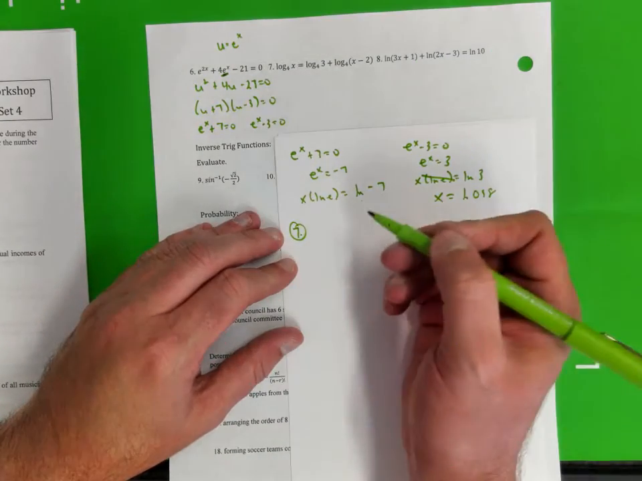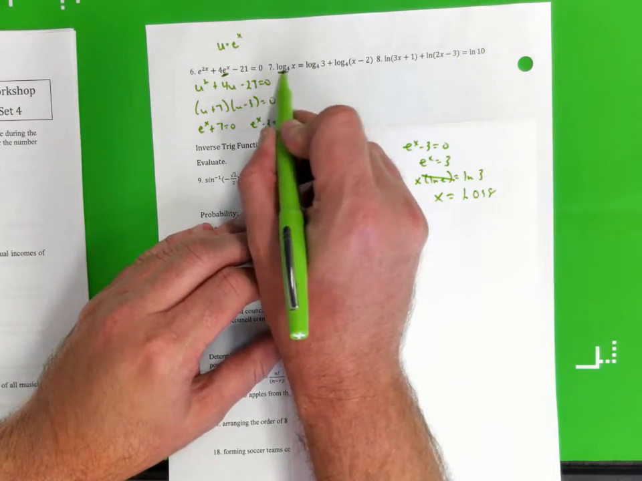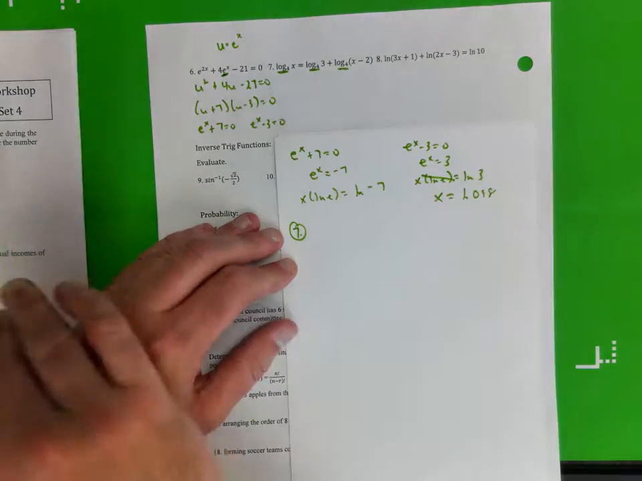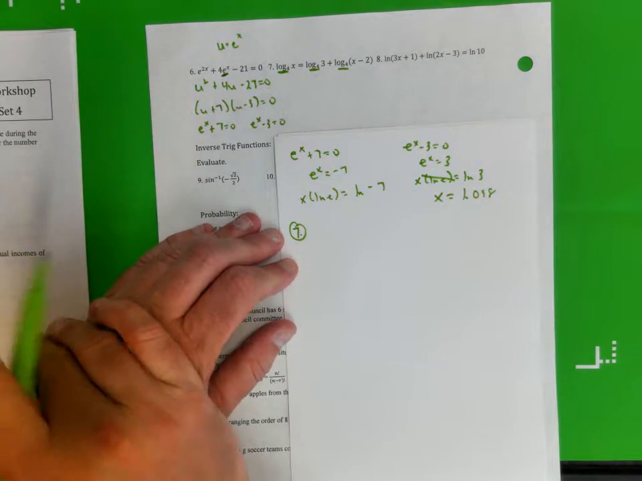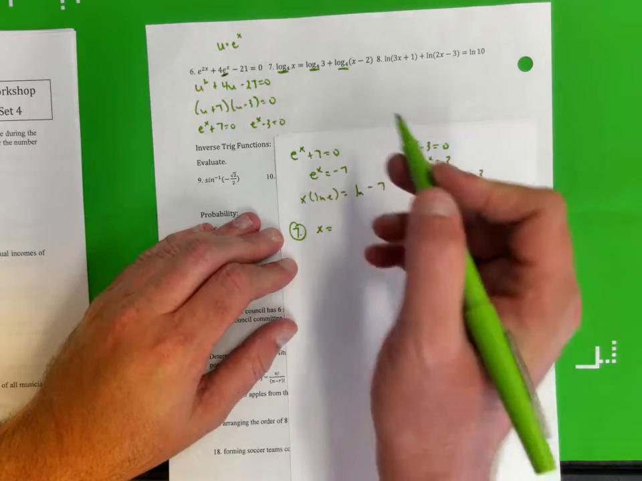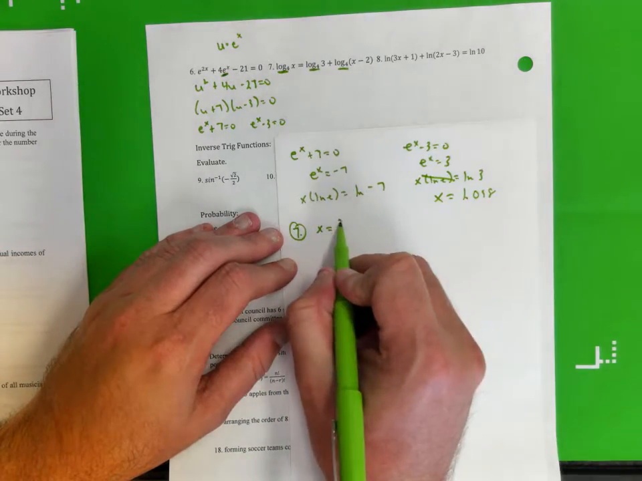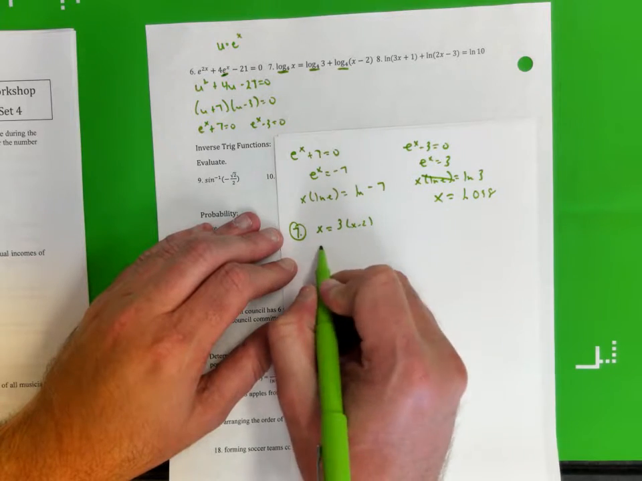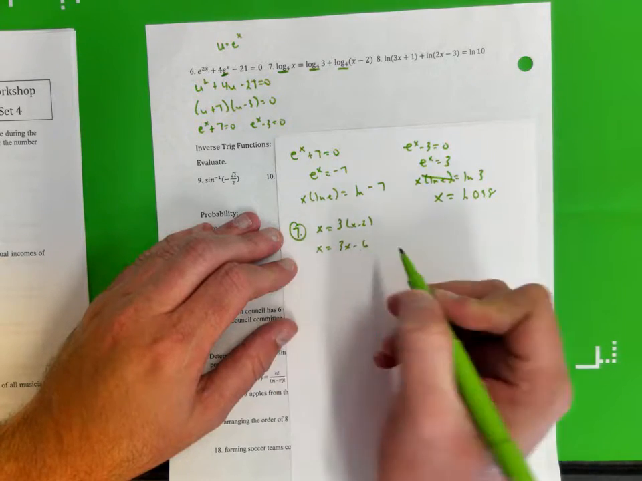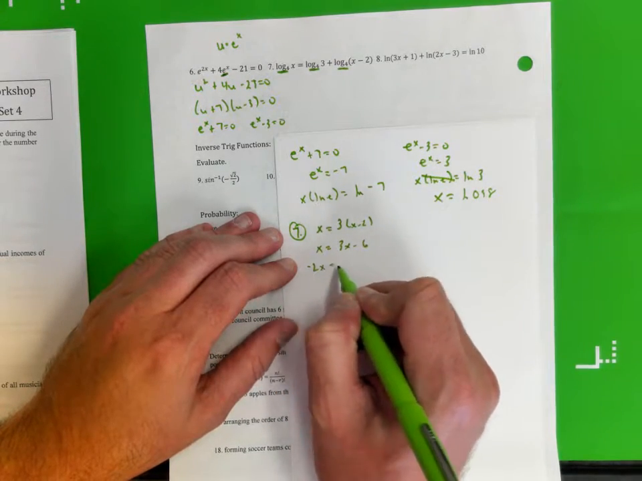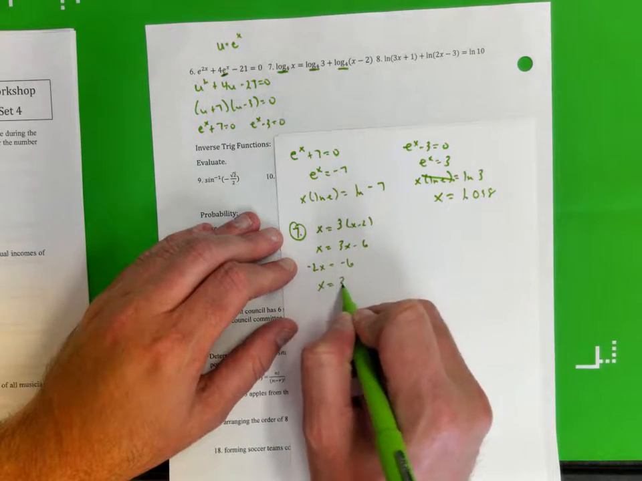Number 7. What do you notice on number 7? They all log base what? 4. So x equals, I can drop it, can I? 3 times what? Product rule. X equals 3x minus 6. That gives me negative 2x equals negative 6. X equals 3.